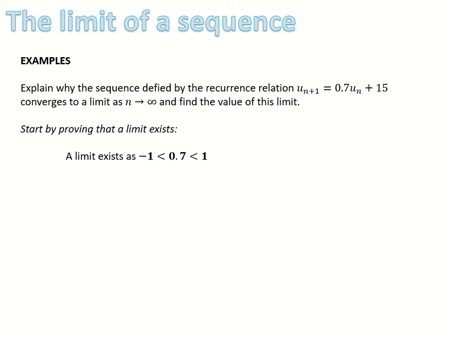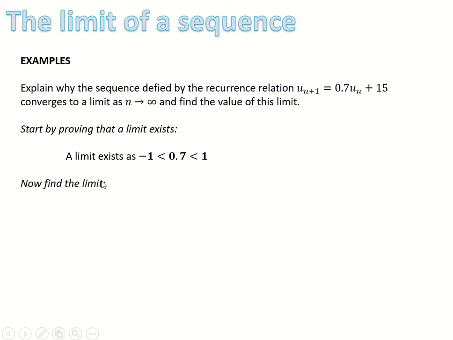So a limit exists as 0.7 is between minus 1 and 1. Because that value there is between minus 1 and 1, there is a limit. And that's all you really have to do for the first bit. But even if you're not asked that first bit, you still have to state this fact. So just write this down every time you're dealing with a limit. This number here is between minus 1 and 1. Write it down. That means that a limit exists.